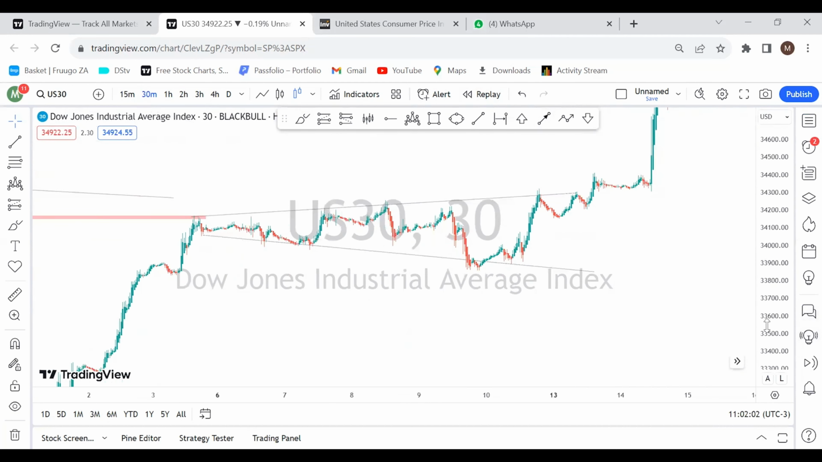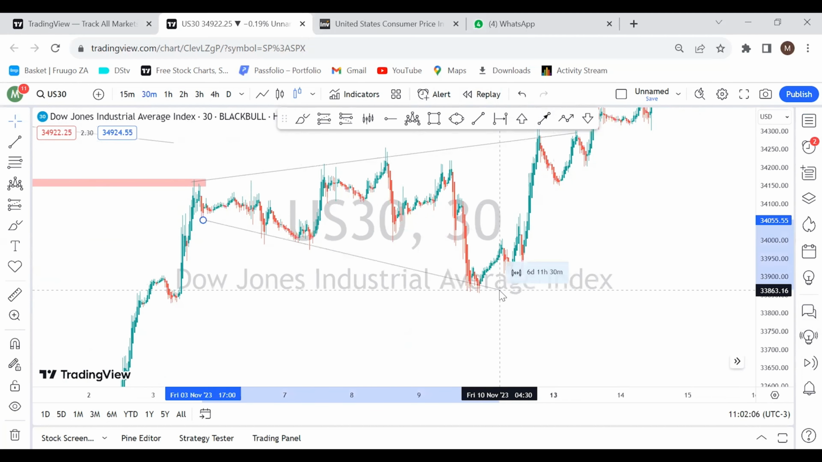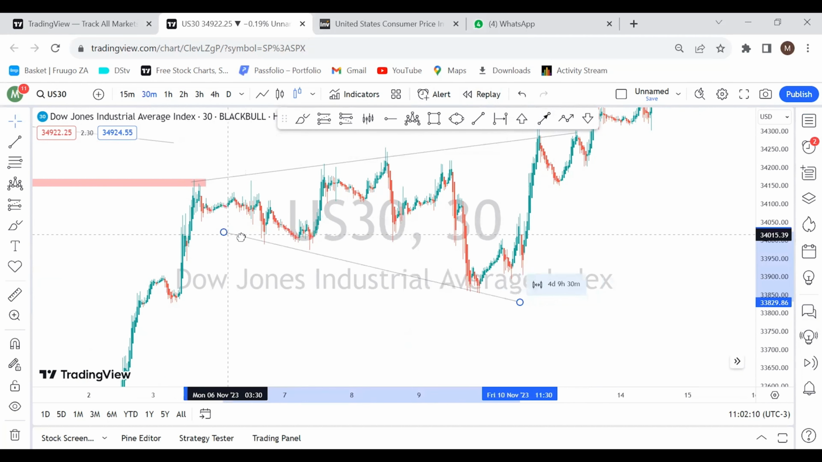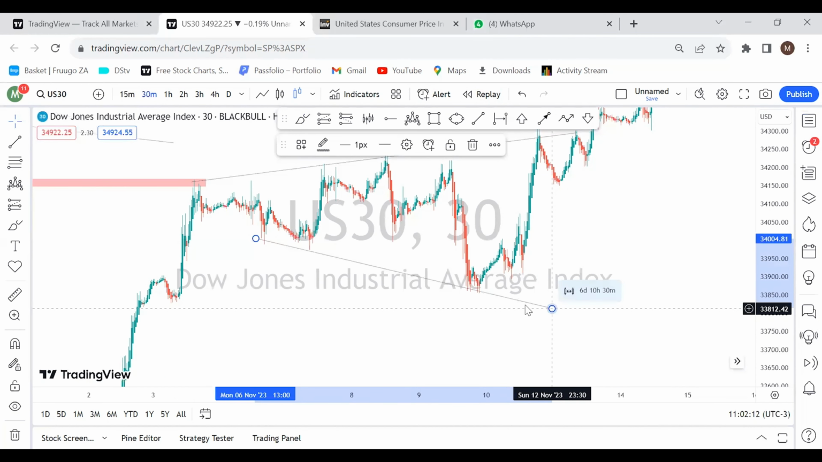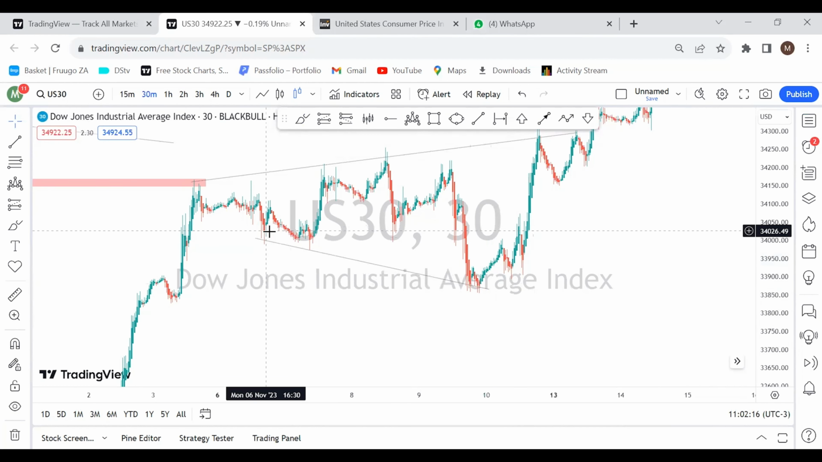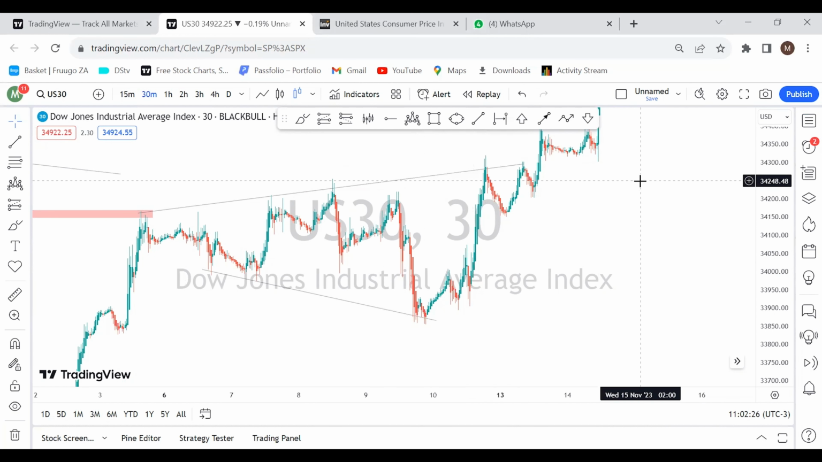So you can see that if we adjust our trend line, we have 3 touches on our support. 1, 2, 3. You buy right there. It's literally the exact same structure as the previous one that we're looking at.